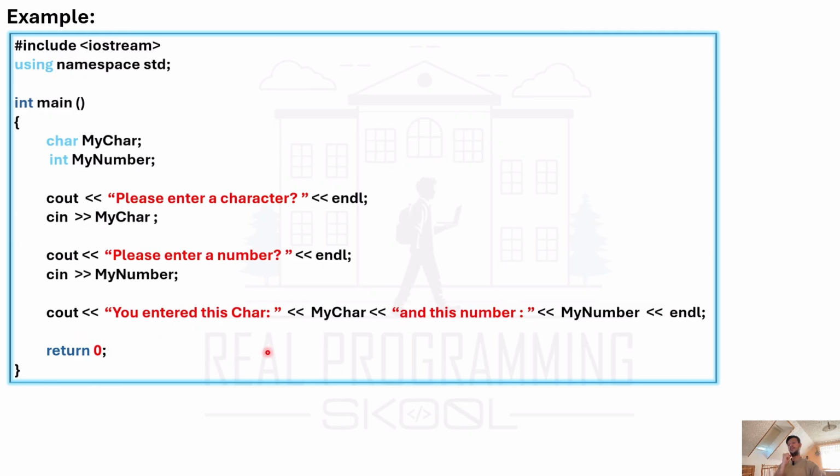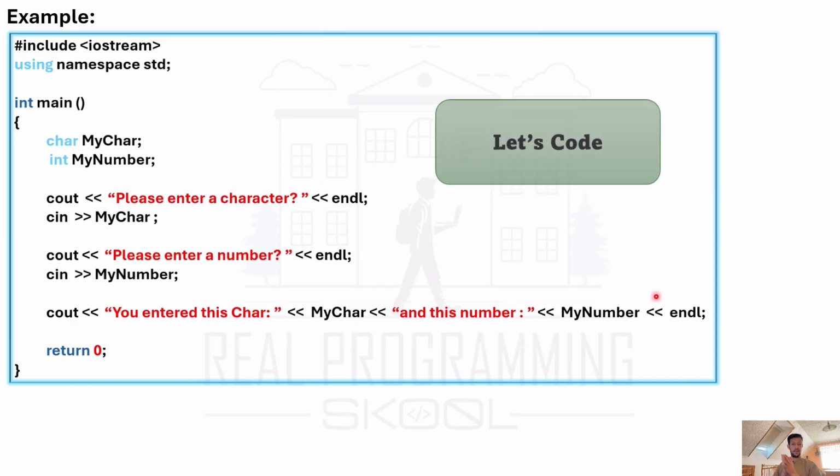You write this line of code. We will use << myChar variable to display the character, and << " and this number: " << myNumber variable to display the number that the user inserted through the console screen. So it will look like: you entered this char S and this number 1, for example. And now let's see how this program is going to work.